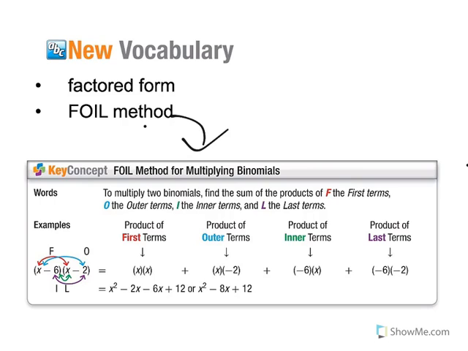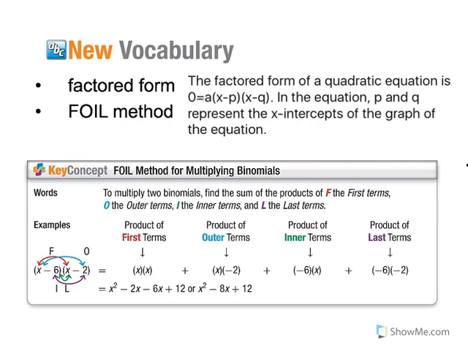F stands for first terms, O stands for the product of the outer terms, I stands for the product of the inner terms, and L stands for the product of the last terms. The factored form of a quadratic equation is 0 equals a(x minus p)(x minus q), and p and q represent the x-intercepts of the graph of the equation.